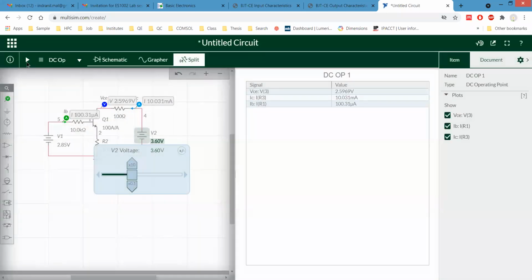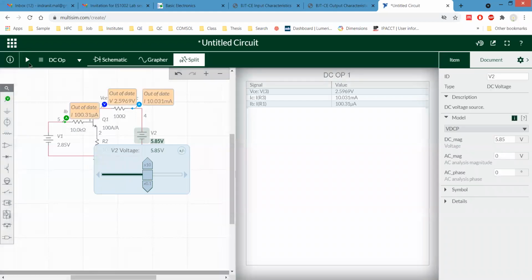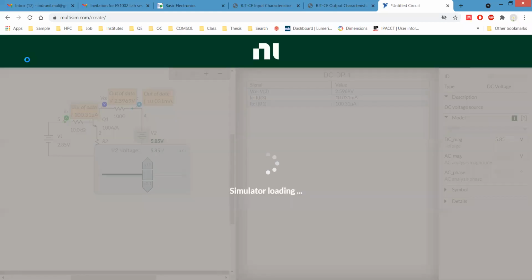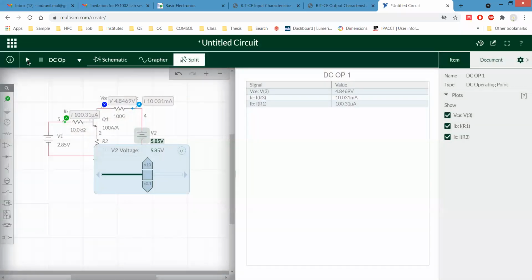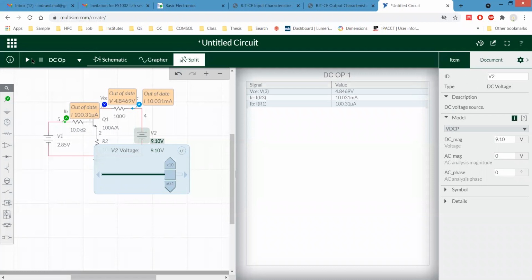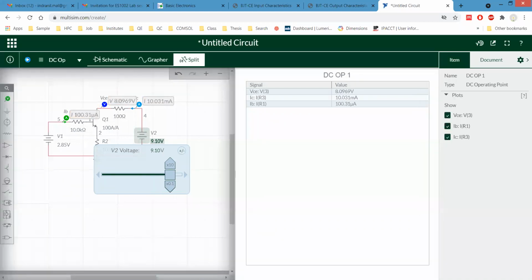Voltage is 2.596 and the current is 10.031 milliamps. Noted. Now the voltage is 4.846, current is saturated at 10.031. Noted. And for this set of data, voltage is 8.09 and the current is 10.031 milliamps. Noted.